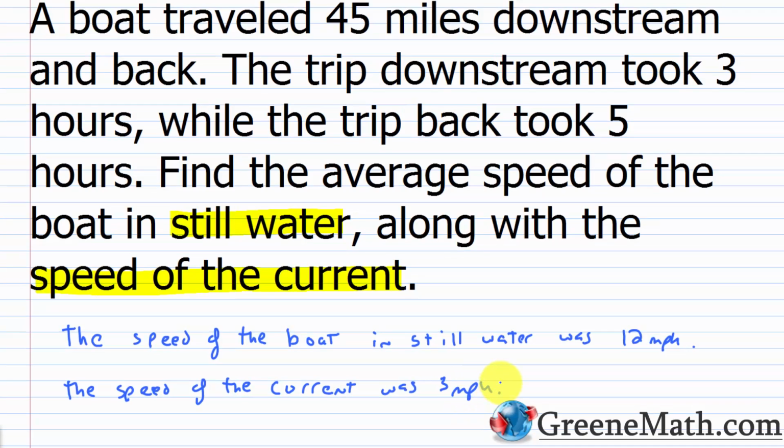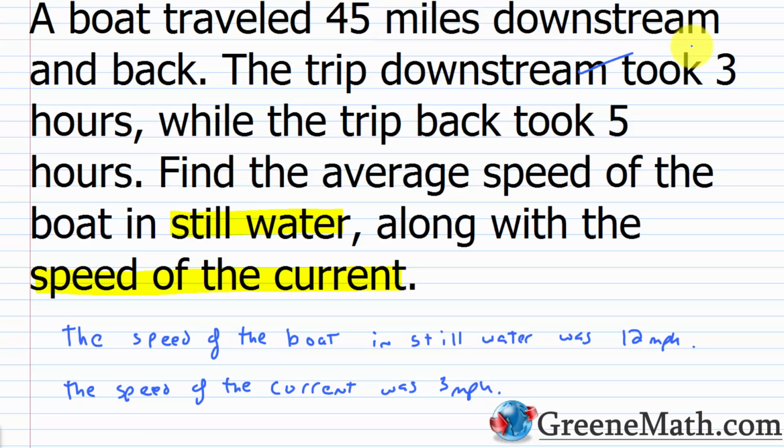The trip downstream took 3 hours. Remember, distance equals rate times time. If I'm going downstream, or with the current, I would take my rate of speed in still water, which is 12 miles per hour, and add the speed of the current because it's pushing me, or helping me, by that much. So 12 plus 3 is 15. So I'm going 15 miles an hour for 3 hours. That means I went 45 miles. So this one checks out.